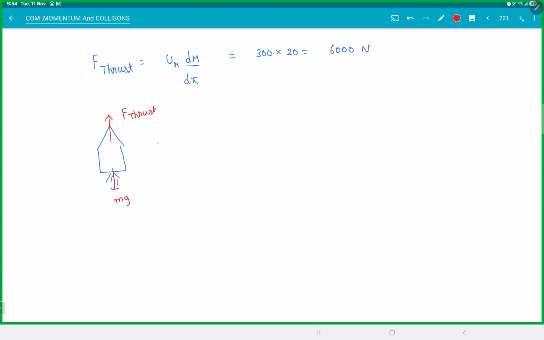So if you want to lift off, F thrust must be greater than or equal to mg. That means 6,000 is mg. So m must be less than or equal to 600 kgs. That means you should burn off, therefore, 400 kgs of fuel must be burned off. Someone overloaded the rocket. Until the weight of the whole rocket becomes 600 kgs, the rocket won't lift off.